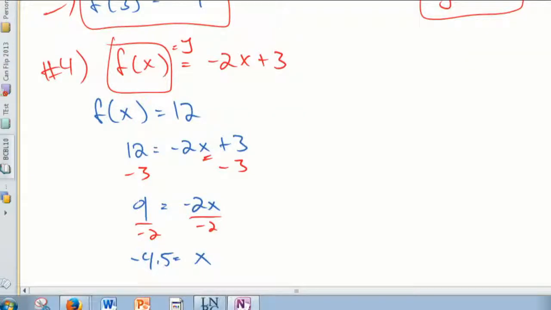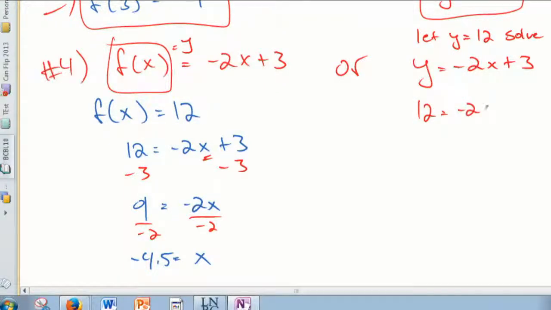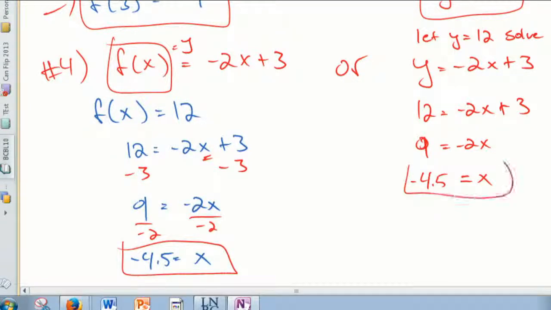This is kind of the alternative. If I said y is equal to negative 2x plus 3, you've seen that before. And I say let y equal 12, solve for x. You'd say, okay, 12 is equal to negative 2x plus 3. You'd move the 3 over and you get 9. And then you divide both sides by negative 2 and you get negative 4.5 is equal to x. It's the exact same thing. You end up with x is equal to negative 4.5.